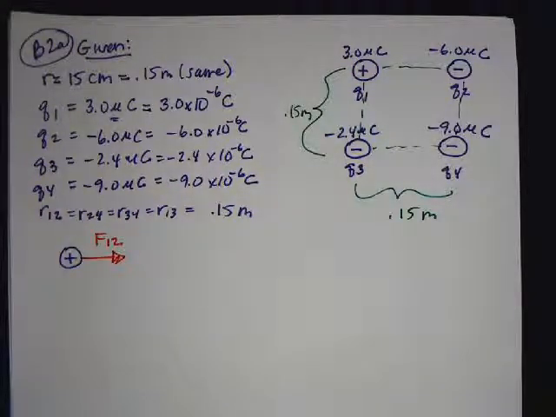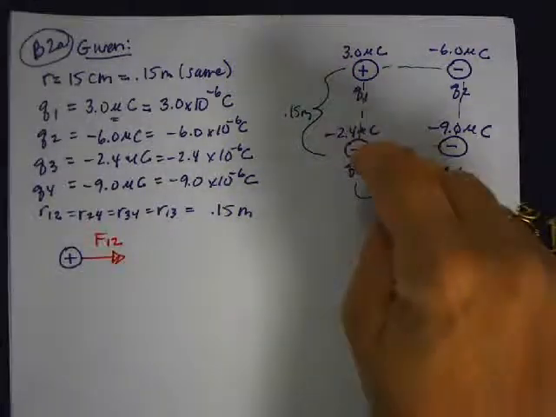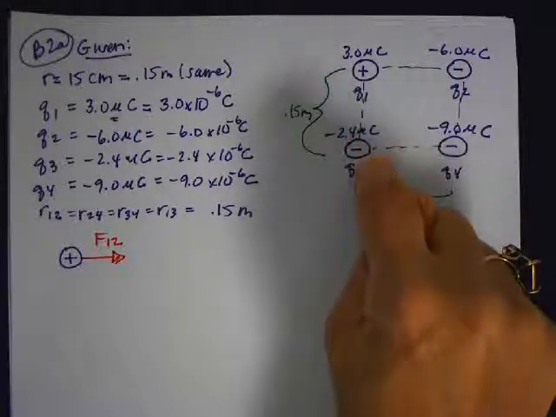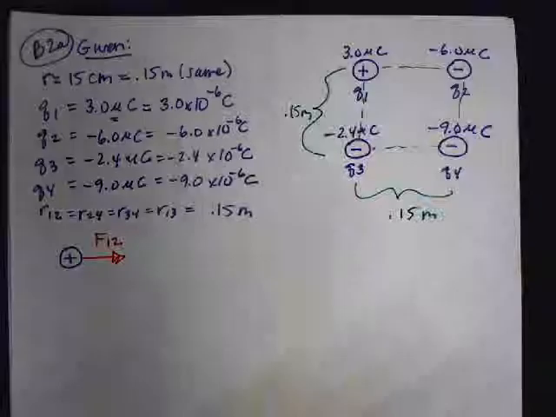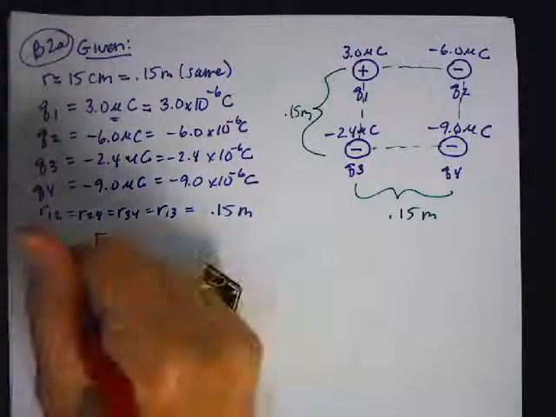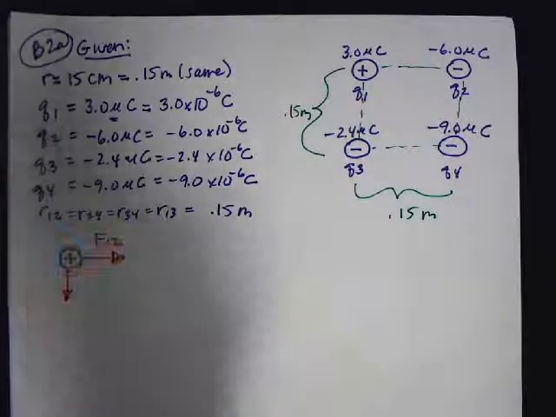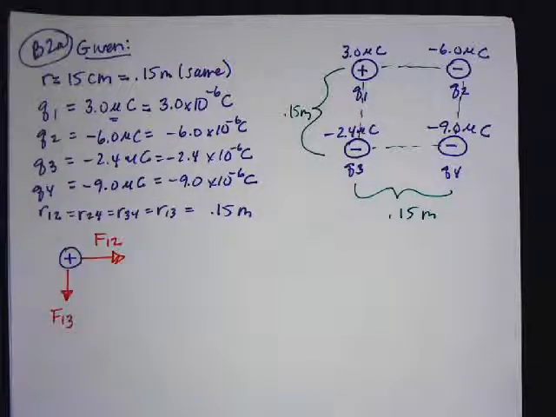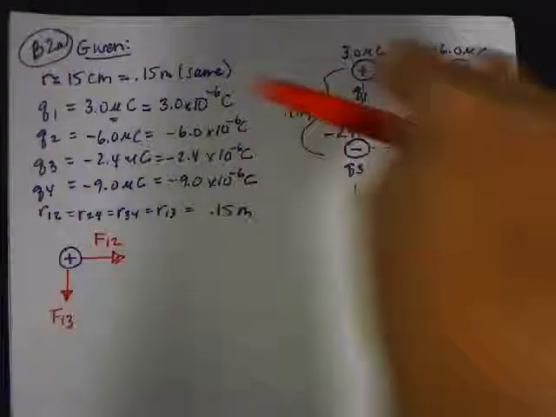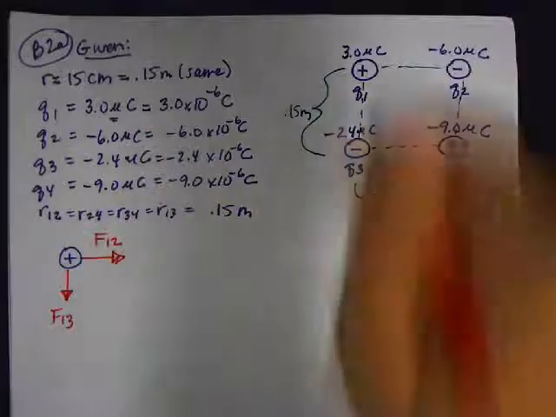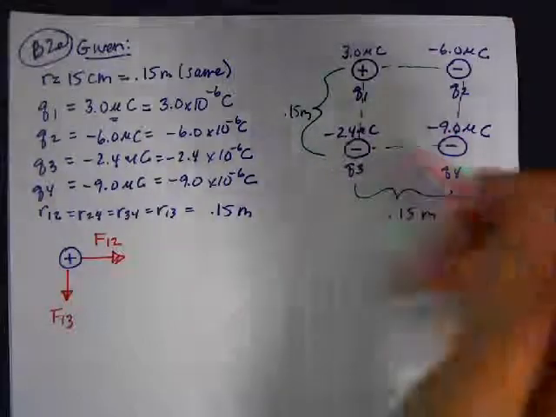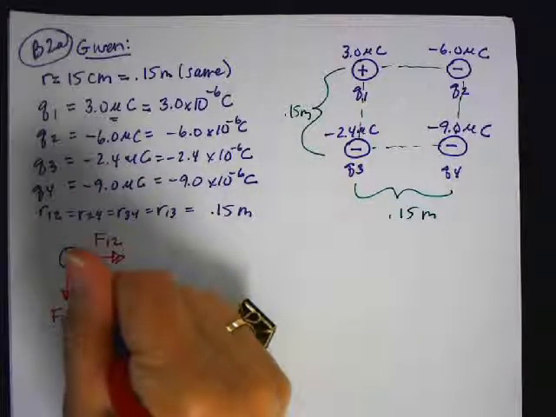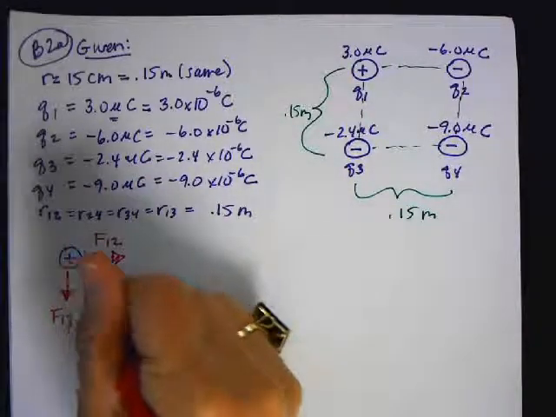Now there's also a force between 1 and 3. These are also different, so that's also going to be a force of attraction. So I'm going to have F13 like this. Then there's a force between 1 and 4, and this is also negative, so it's also going to be a force of attraction. So this is going to be F14.